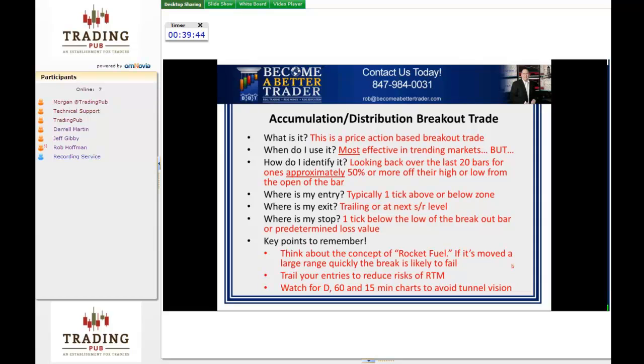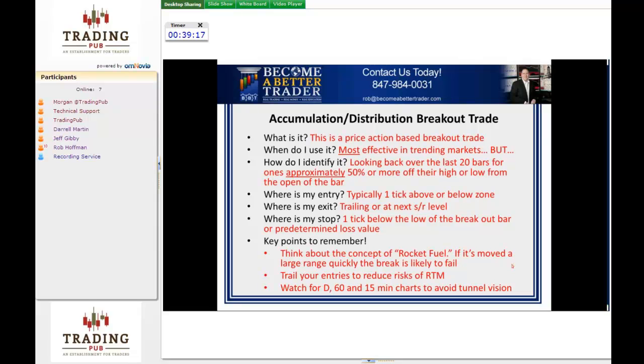As far as key points to remember, I want you to think about the concept of rocket fuel. If it's moved too far, too much of a range in the attempt to break, then that could be a real risk factor for you. And I want to show you examples of that, and that's why I'm going through some of this a little bit quicker early on. I saved the about me. Like I said, most of you know who I am anyway. So I just want to get right into it here with you this morning, as I usually like to do.